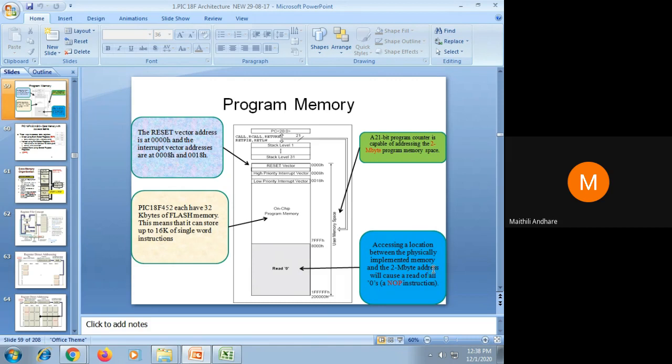Basically, 2 megabytes of memory we can access as far as the 21-bit address bus is concerned, but only up to 1 megabyte of memory is implemented for this location. The remaining can be read as zero memory. That is given in this diagram. Okay. So this is just for your understanding. Most of the time the data memory will be asked. But you should know the size of program memory, the size of data memory, and the structure of data memory, or the organization of program and data memory.